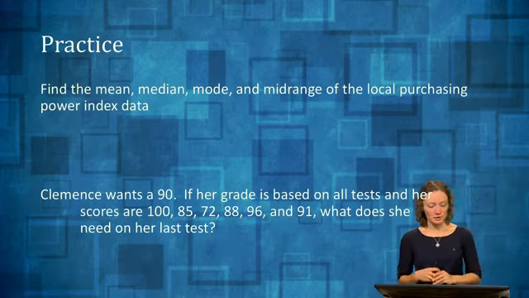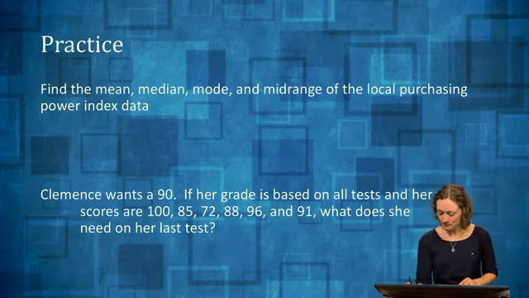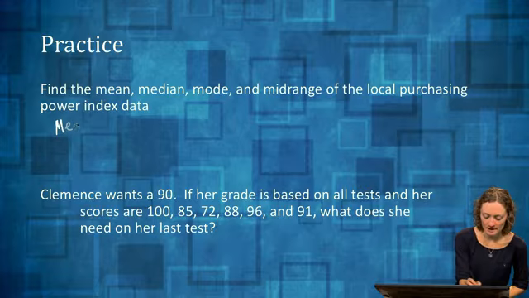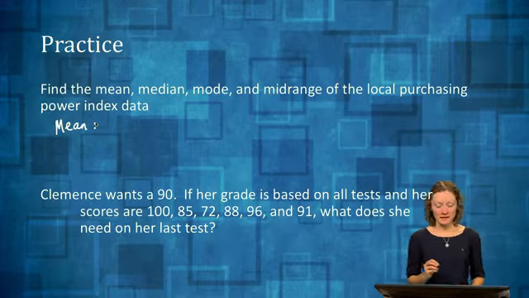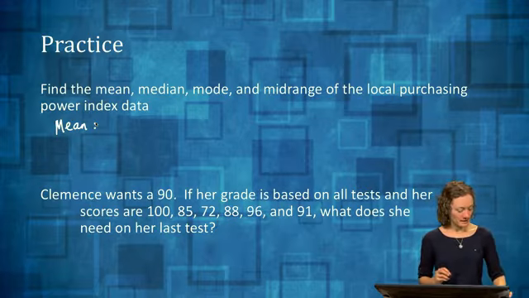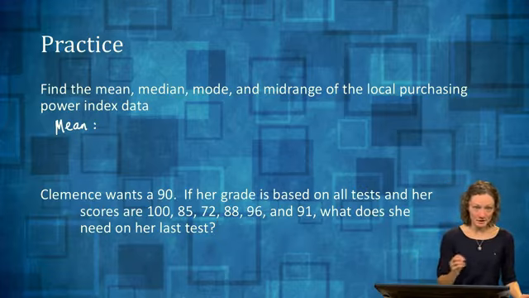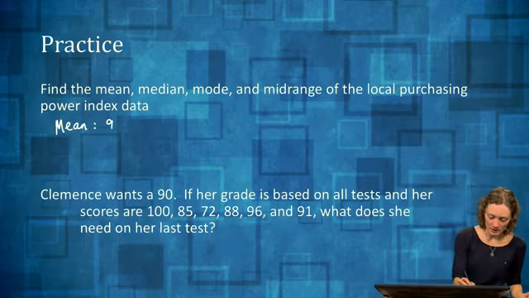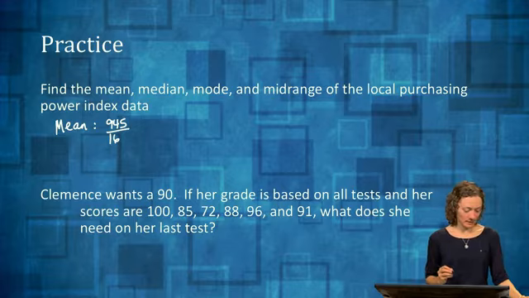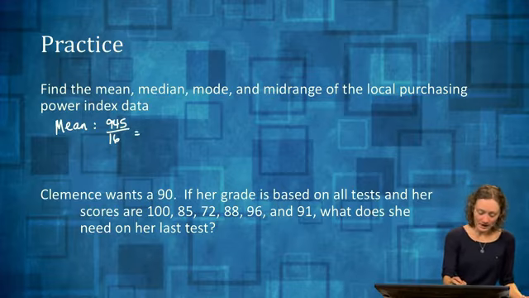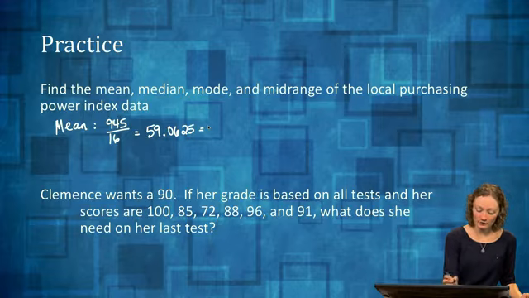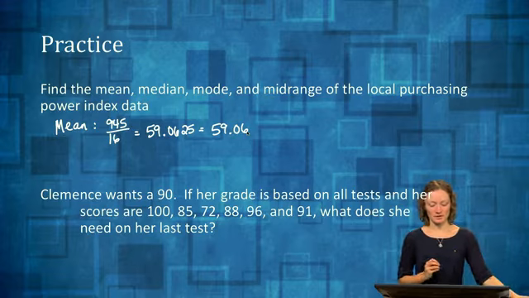All right, so let's see if we are on the same page. Let's start with our data at the top. When we find the mean for our local purchasing power data, add up all of the data pieces. I'm going to spare you writing all the additions. We get 945, again, over 16 since there are 16 data points. And when we divide, this gives us 59.0625. If we round to 2 decimal places, you can say 59.06.